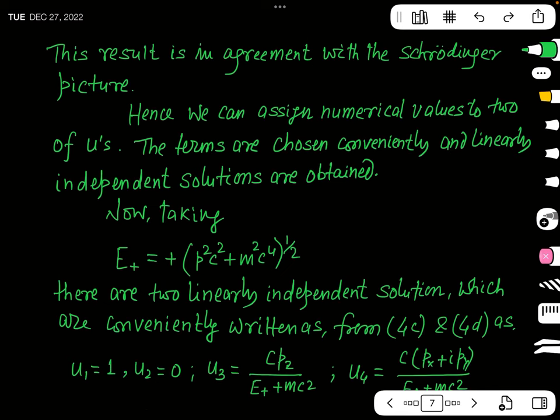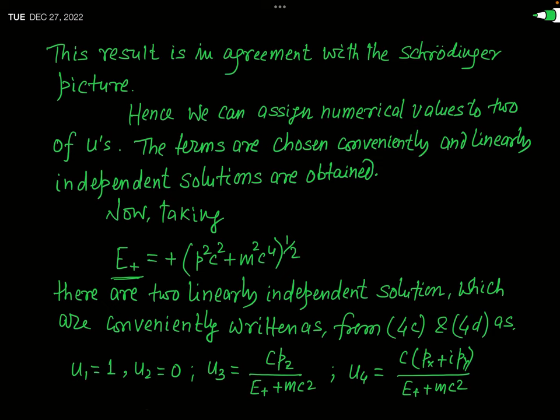So let us first of all see its positive root. Its positive root has been denoted by the symbol E plus. This plus sign in the subscript only represents that we are talking about the positive root of the square root. So E plus, now we define it as plus the square root of p square c square plus m square c4.